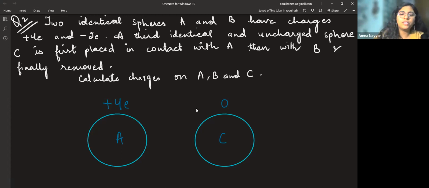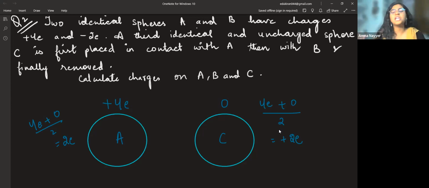So this example also we had seen. This will be plus 4E plus 0 divided by 2, that is, this will be having plus 2E. Here also 4E plus 0 divided by 2, that is, this will be receiving plus 2E. Now the charge of A that was plus 4E became plus 2E. And the charge of C that was 0 is now plus 2E, because of charging by conduction. The bodies are just made in contact with each other in conduction. They are not rubbed against each other.